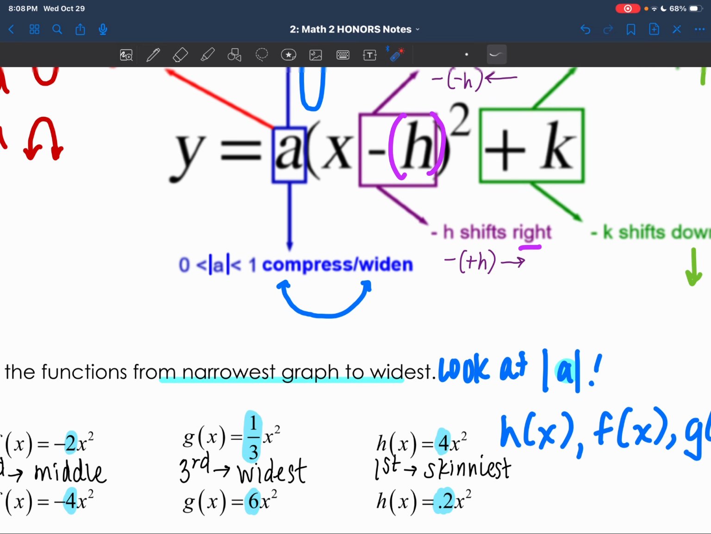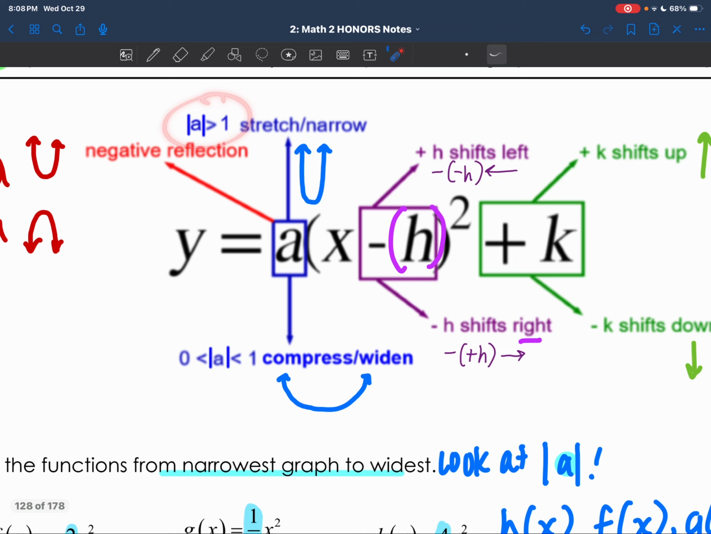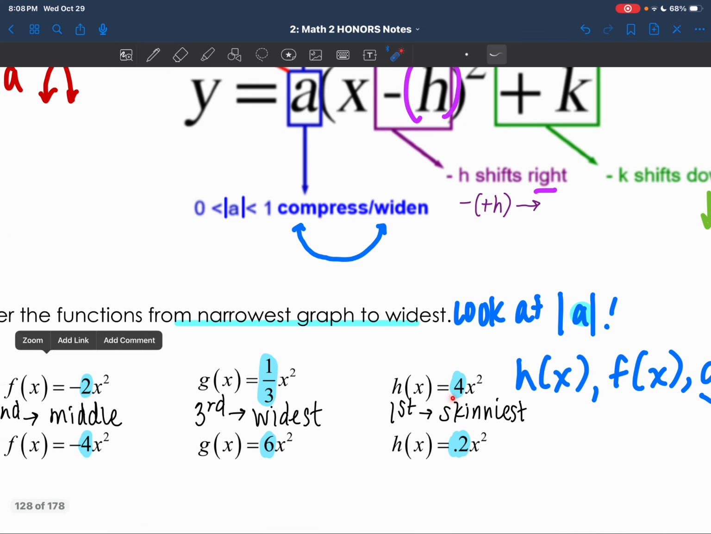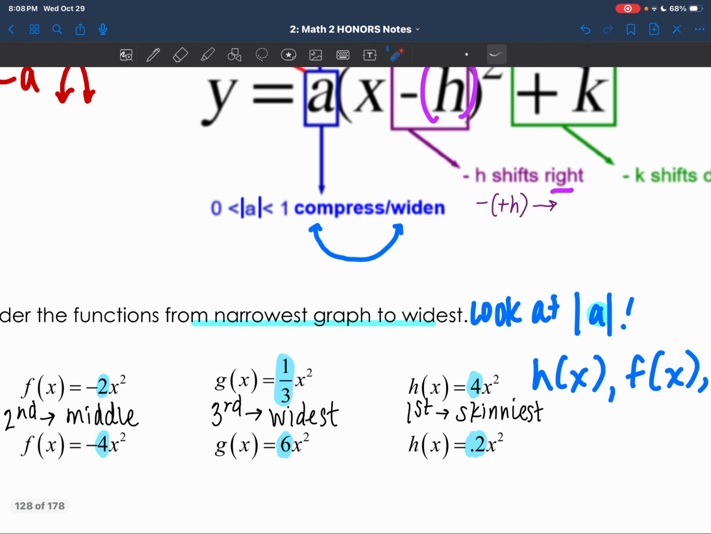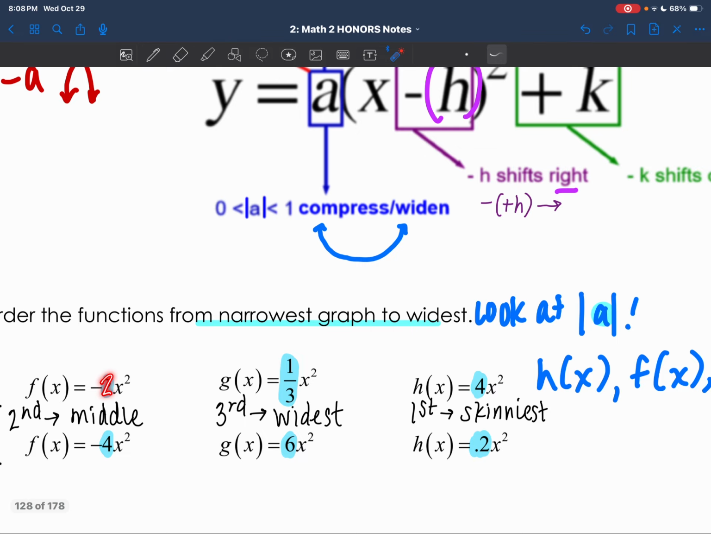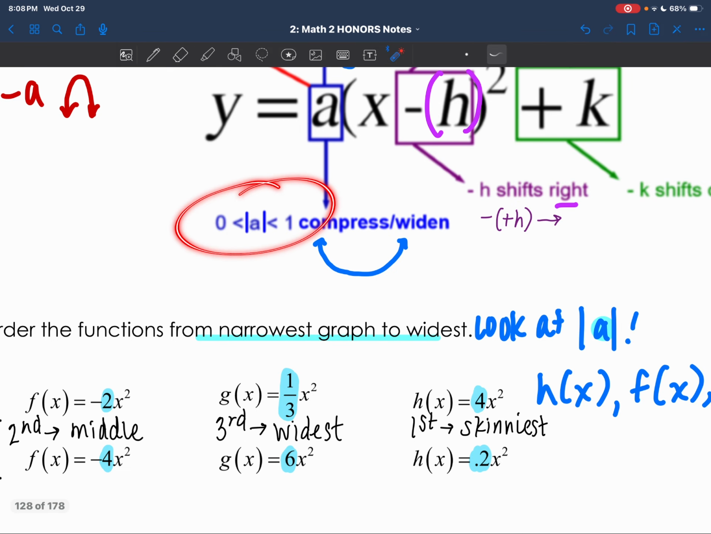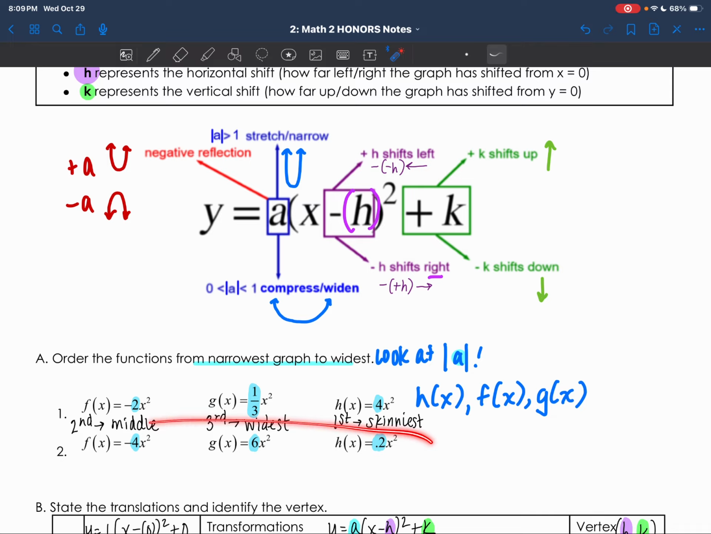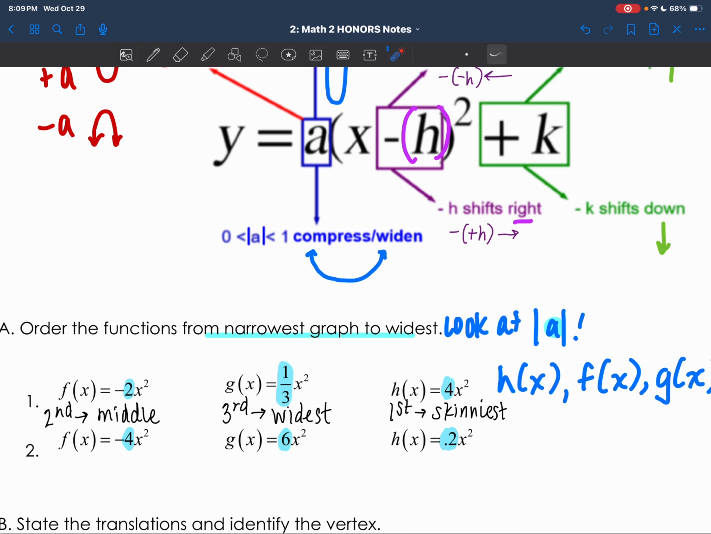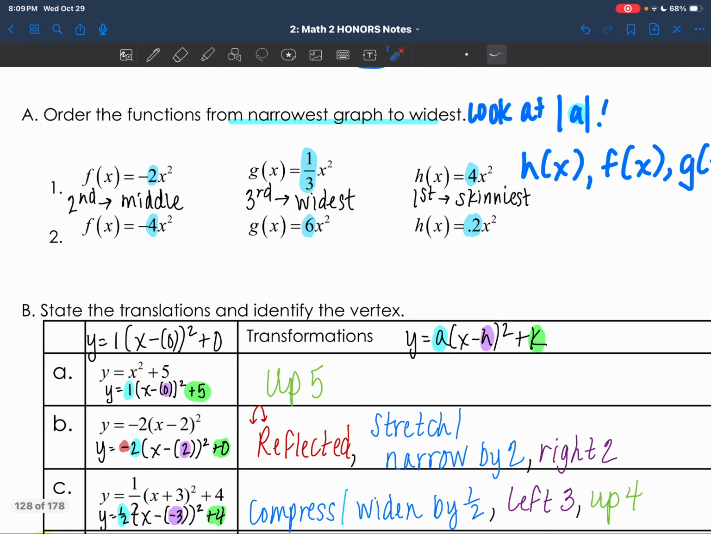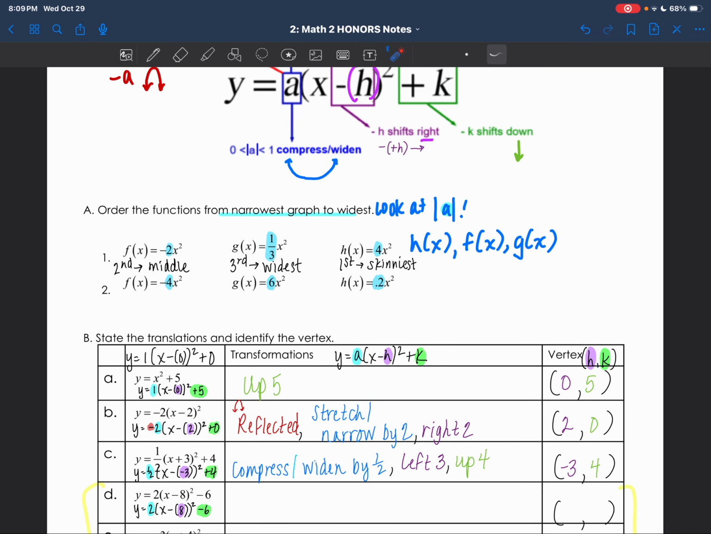So remember that if a is greater than 1, it's going to become narrow or stretch. So in this case, 4, even though it's the biggest number, is going to be the skinniest. And the next skinniest is 2. And if a is between 0 and 1, which 1/3 is, then it's going to be the widest. So go ahead, I want you to try these, and just so you know, this is a decimal, or 0.2 or 2/10.